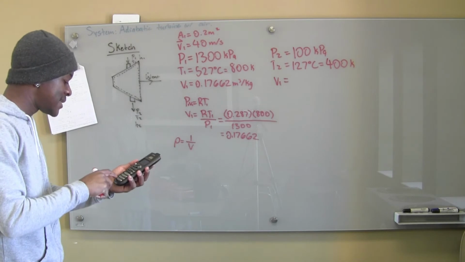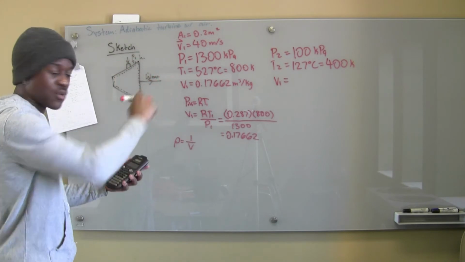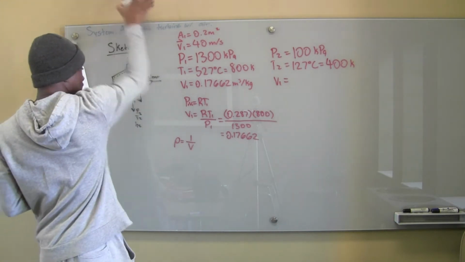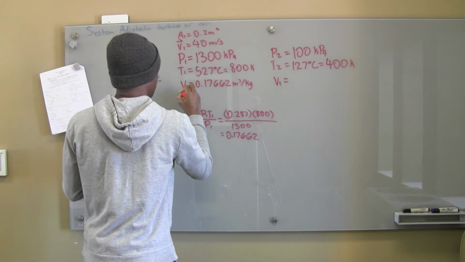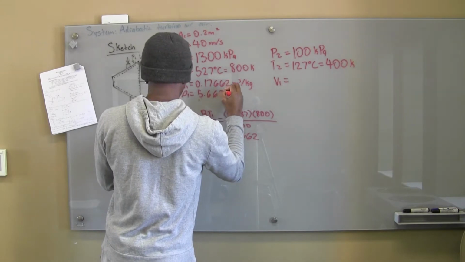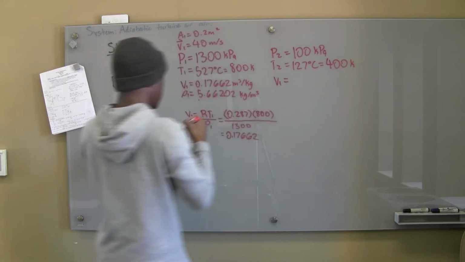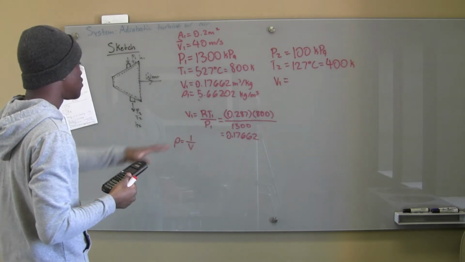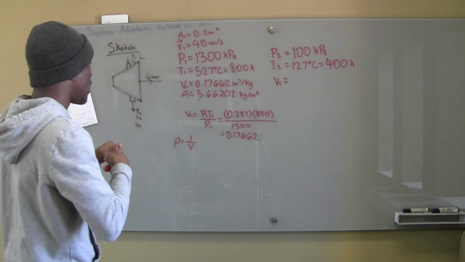So it sort of switches, right? So my density at the entrance, rho 1, is equal to 1 over this number. I'm going to have to go ahead and erase this. That gives me that rho 1 is equal to 5.66202 kilograms per meters cubed, right? And that makes sense. Since we've calculated all of this, we now have the necessary tools to solve for our m dot, right?